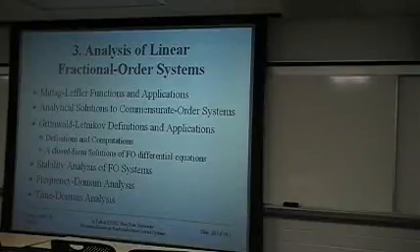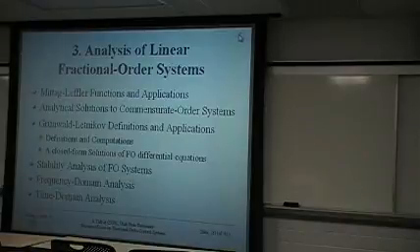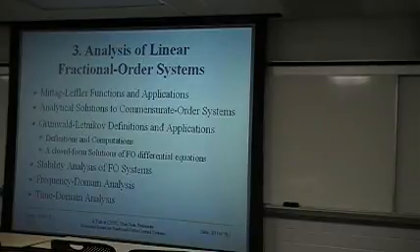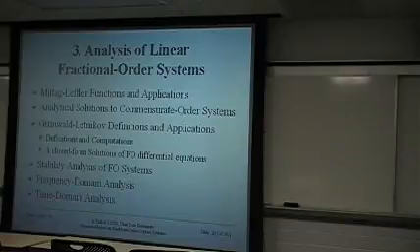So now we have established the model G as a fractional order transfer function. So the next topic is how can we analyze linear fractional order systems.